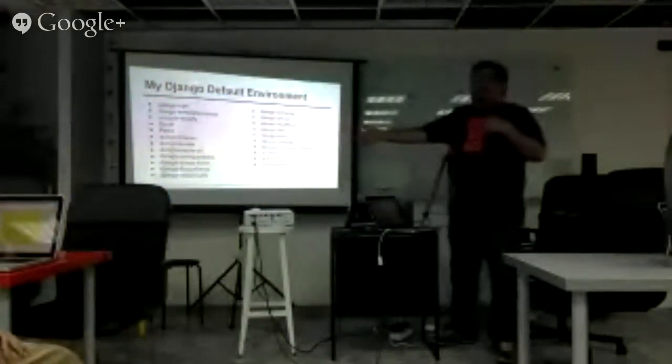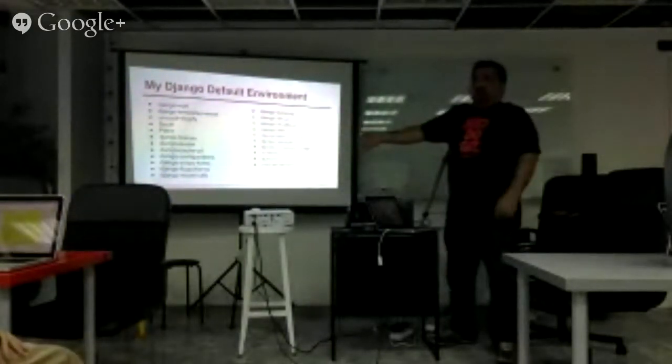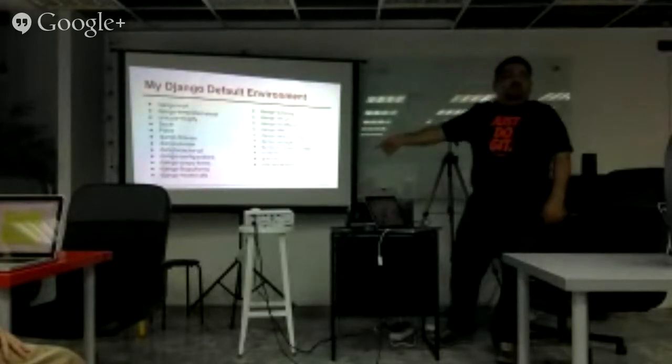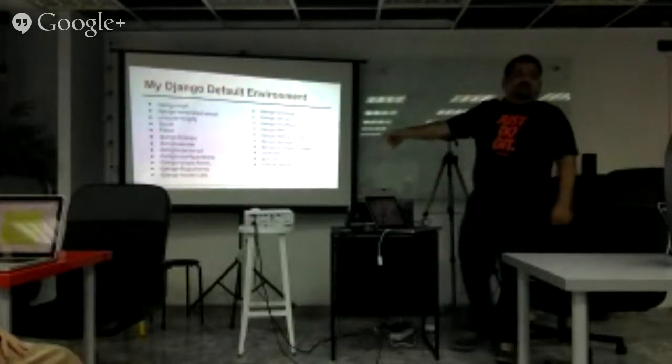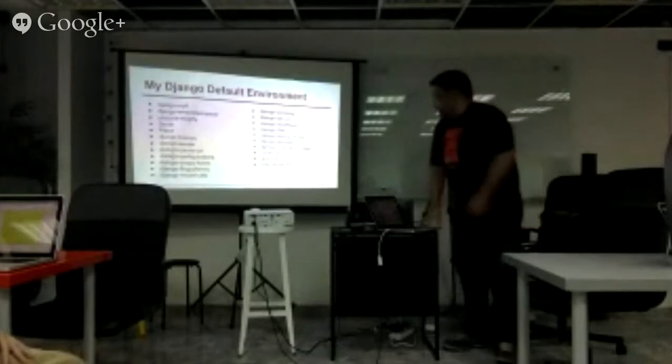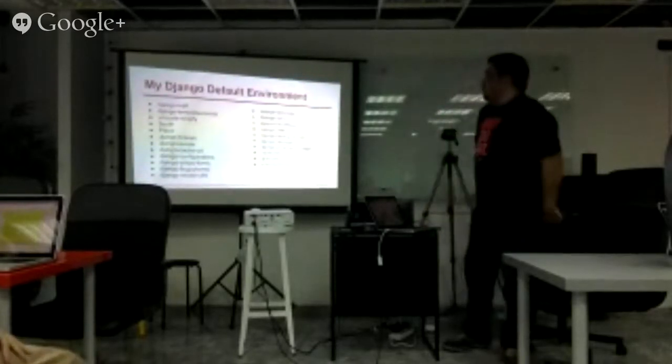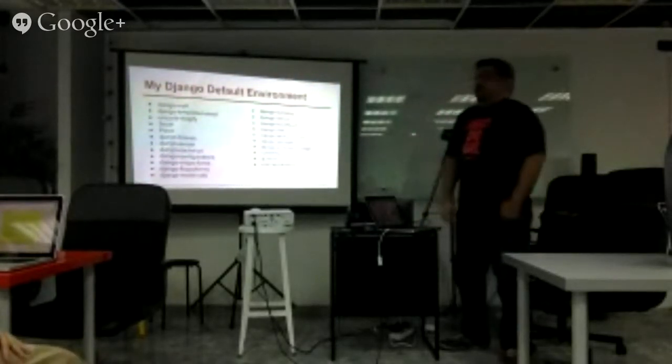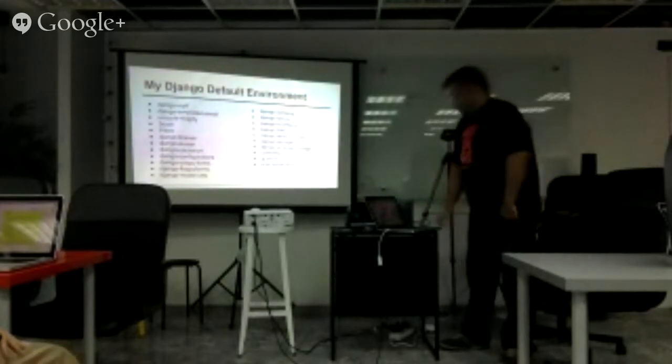GUnicorn for running your app in production. E20 for payment pipe if you have anything to do with payment. By the way, this one I wrote. It's mine. Can you explain the Django secure? I can, but I don't have time, so I'll show you that.